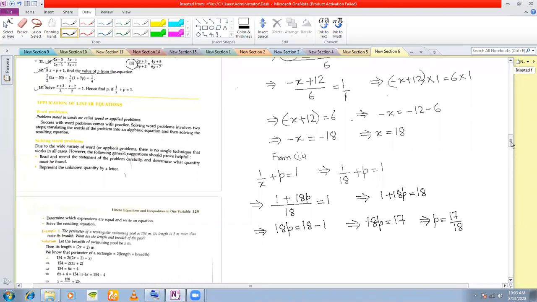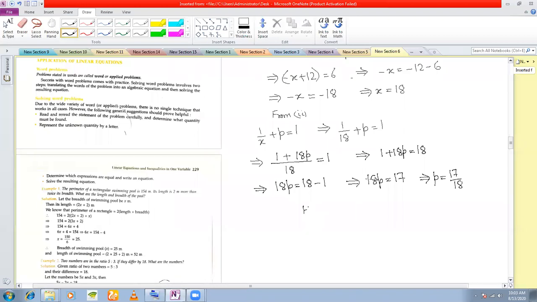So we have got the two values. We have got x is equal to 18. Hence, your solution is x is equal to 18. And we have got p to be 17/18.